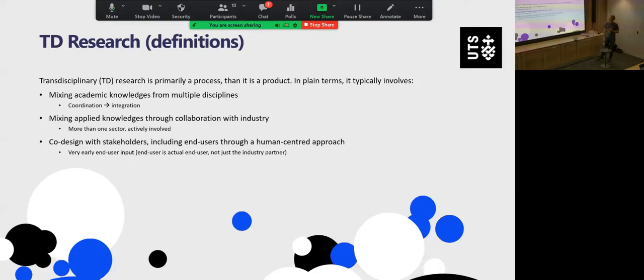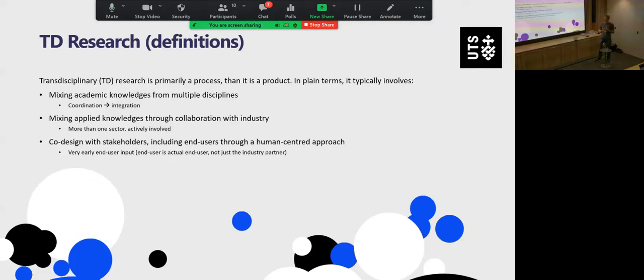So back to those definitions, teasing out a bit more nuance. It's the mixing of the academic knowledges, but not just coordinating them, really aiming for them to be integrating and talking a common language. It also means pulling in collaborators from industry and end users across multiple sectors, not just a Microsoft, but maybe multiple people, and co-designing it. So getting the industry stakeholder and user involvement as early as possible.